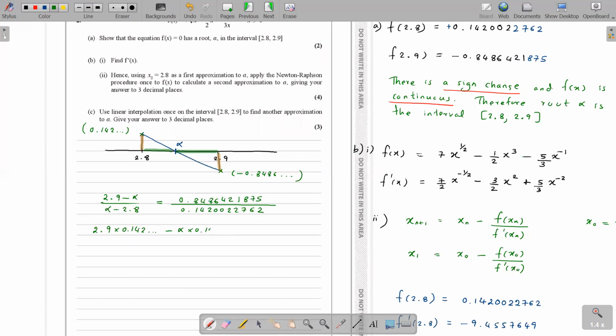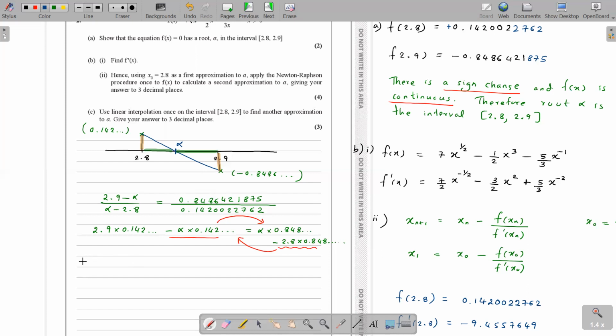I will put the dots here to say that all the numbers are coming. I'm not writing all the numbers. We can't afford to waste the time. So this is alpha times 0.848 and then minus 2.8 times 0.8486. So this value. So then take all the terms with alpha to one side and take the numbers to the other side. So this term has alpha, I'll take it to this side. And this term does not have any alpha term. Let's take it to the other side.